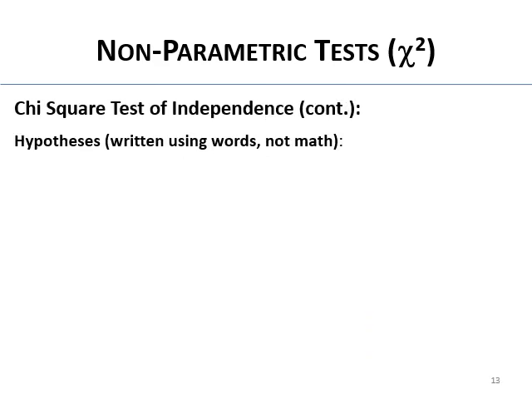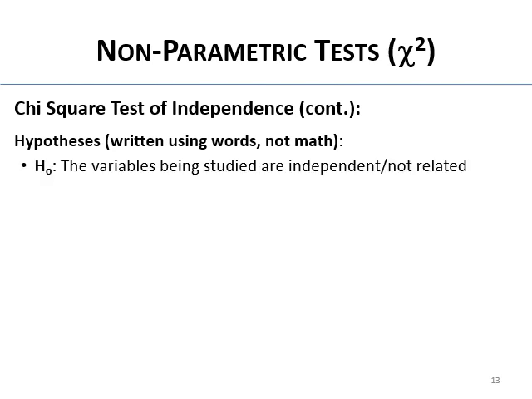So your hypotheses for this are written using words, not mathematical symbols. Your null is something along the lines of the variables being studied are independent / not related. You've got to come up with a way to say that using the study variables specifically. So for example, SES of Titanic passengers was not related to their survival. There's my 2 variables. I'm saying they're not related, they're independent.